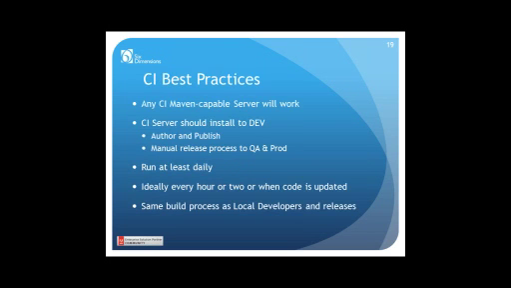Now, as for best practices, I don't think that any of these servers are so much better than one another that it really matters which one you use. So any Maven capable server will work. And this continuous integration server should only install to dev, or development, or integration, or whatever you call it. It shouldn't publish to testing or quality assurance or production. You really don't even want it to be capable of doing those, because if you do that, there's a potential that you'll do it accidentally, which is just not good. So you should have a manual process that's run by the people that maintain the servers to deploy to those subsequent environments. And when it does deploy to development, it should deploy both to author and publish, so there's no manual intervention involved at all there.